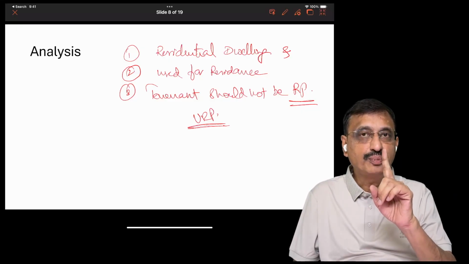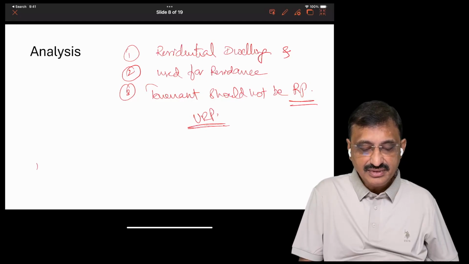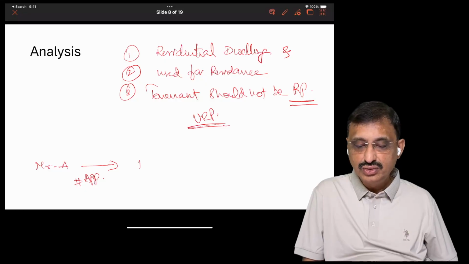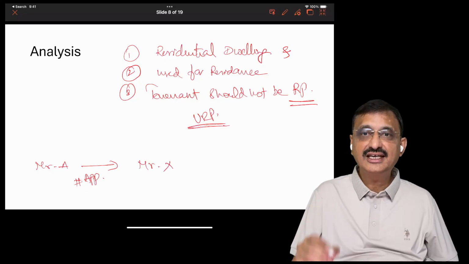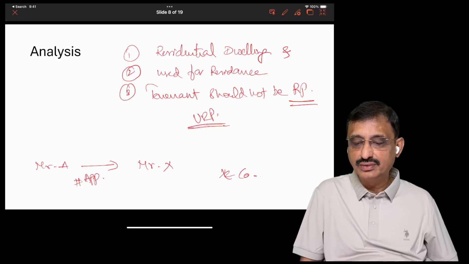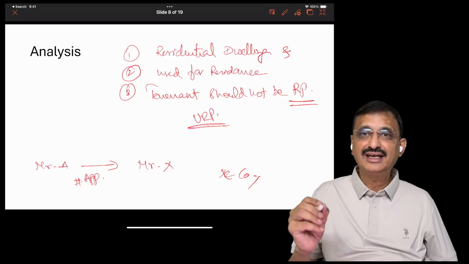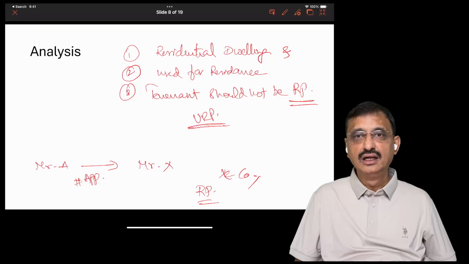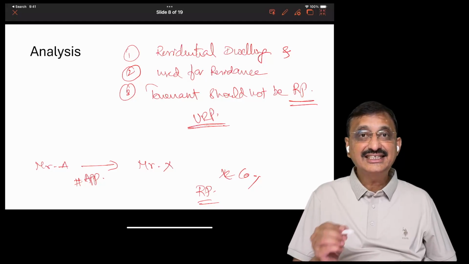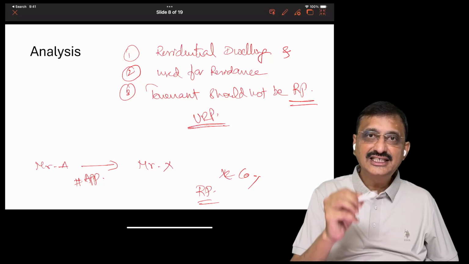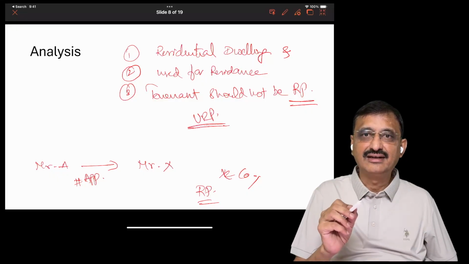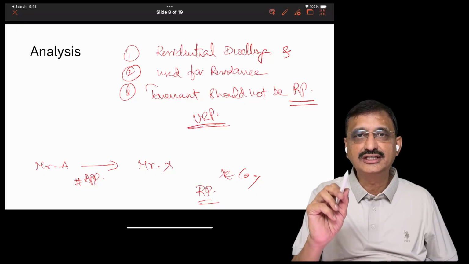Now, there is a problem here. Let us say Mr. A has let out his residential apartment to Mr. X. Mr. X is proprietor of X and Co. and he is a registered person in the GST. Now, if he has taken a residential apartment for his own residence, then whether exemption is available or not is a question.